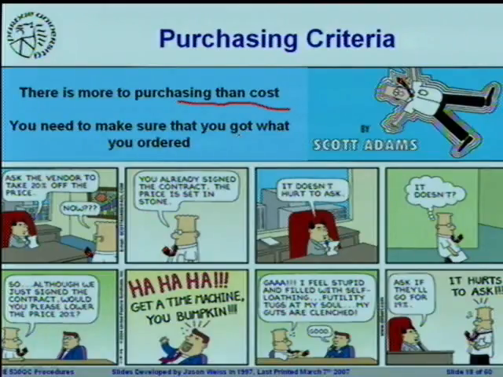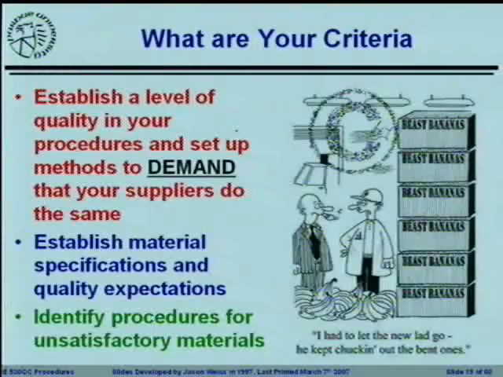You need to make sure that you're getting what's ordered, and you need to make sure that what's being ordered is what is specified for the particular application that you're using. You need to set up a level of quality that you expect and methods by which you can demand this from the people supplying it to you. So you want to establish the specifications that you're going to be using, and identify a procedure early on for what you do in the case where you don't have satisfactory materials.